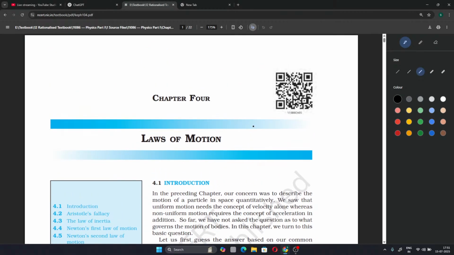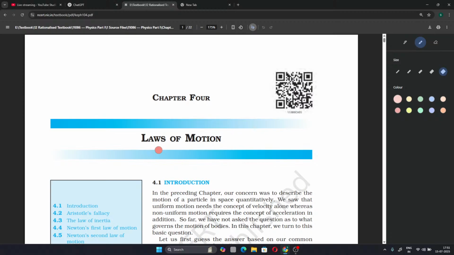Newton's laws of motion, chapter 4 of class 11 physics. I did the first law and the basic introduction in the first video, and Newton's second law in the second video. Today in part 3, I'm going to read the third law of motion, and if possible go beyond that.